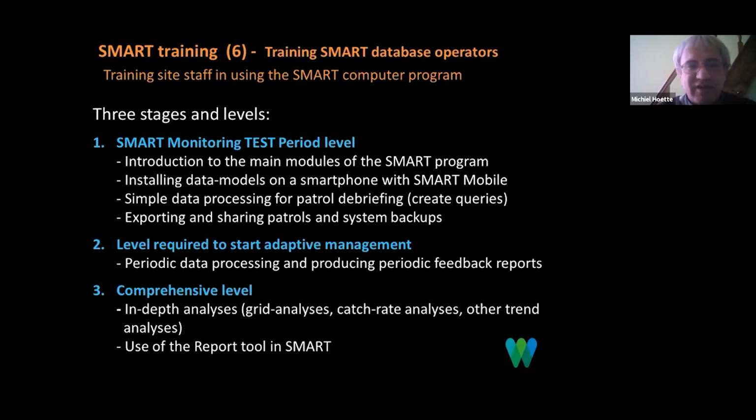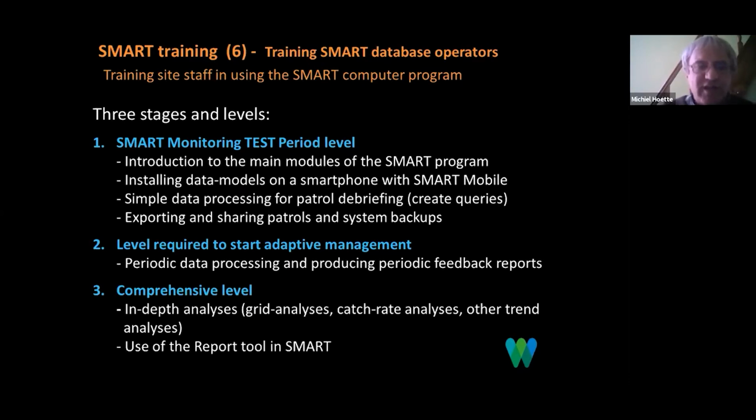The next type of training that I want to discuss is training staff in the use of the SMART computer program. It could be useful because that is quite a lot of work. That involves much more than just 1 day. To split that up into 3 stages, 3 levels.